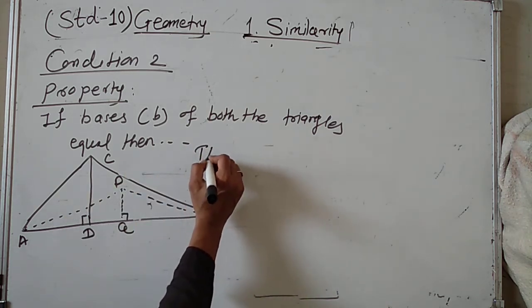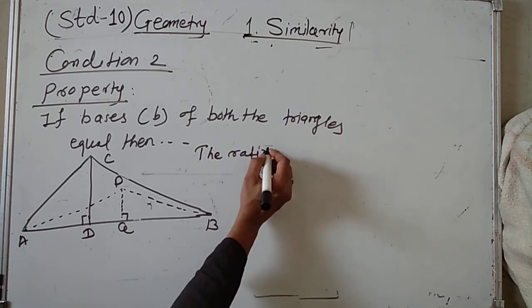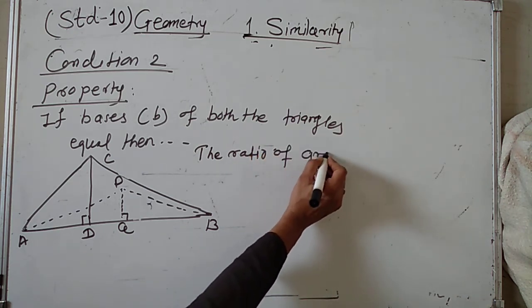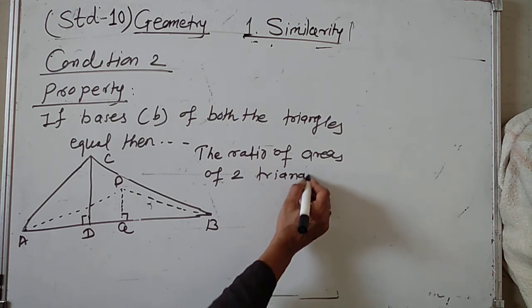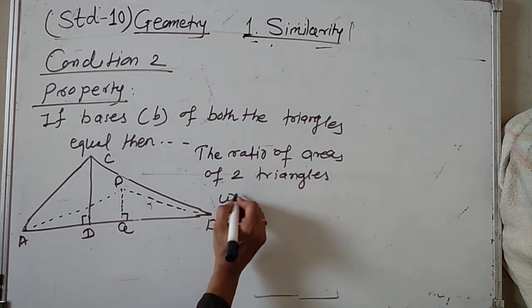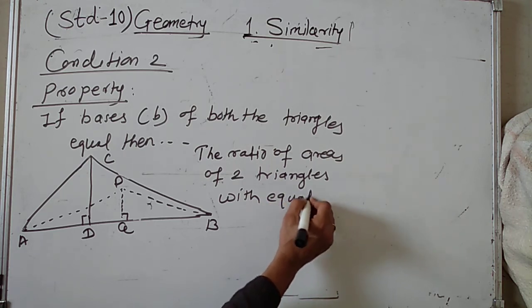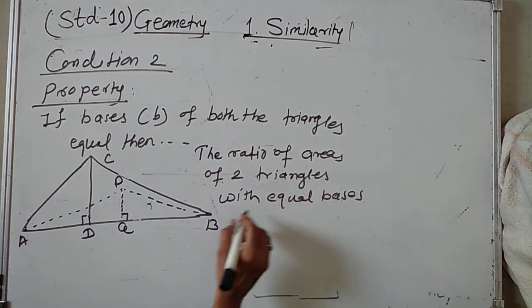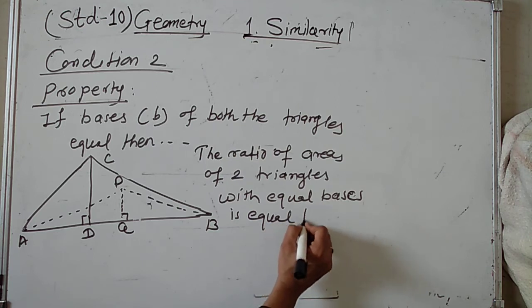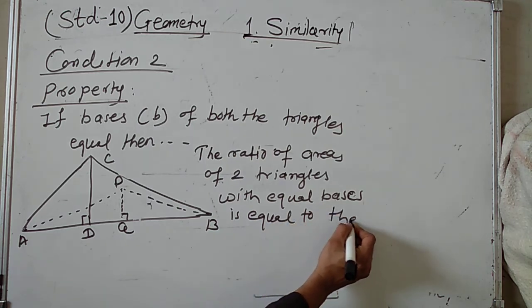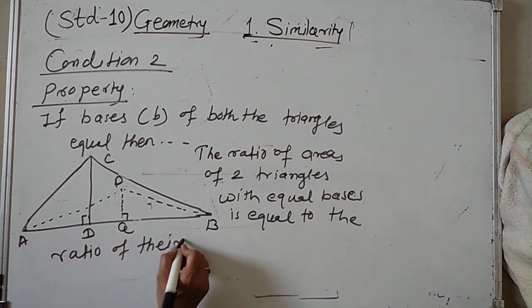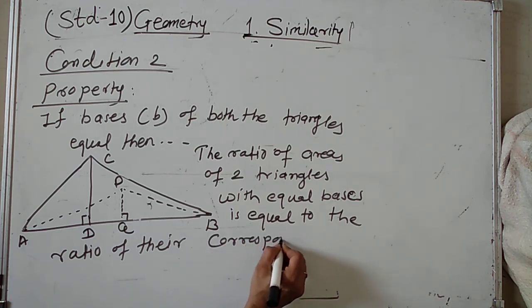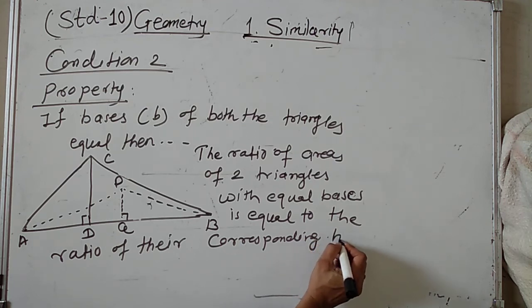The statement is that the ratio of areas of two triangles with equal bases is equal to the ratio of their corresponding heights.